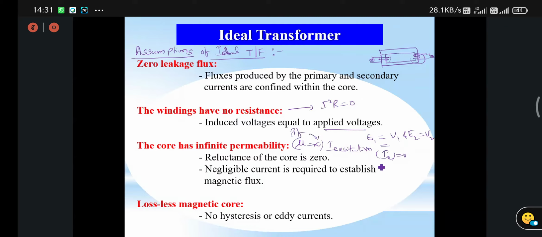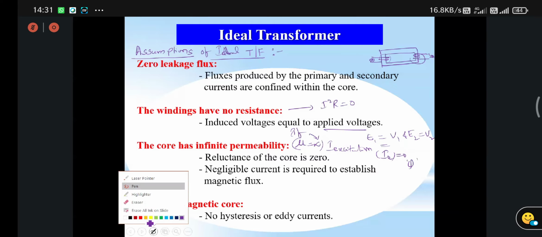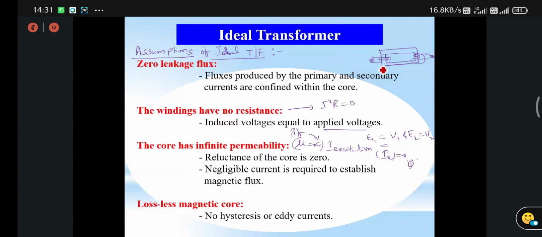If permeability tends to infinity, then the exciting current is zero. The flux moves in any direction here. Suppose there is an infinite permeability. The voltage which causes the current is said to be the exciting current. When it goes to the primary, it is called the exciting current. That means the winding gets excited here. So the exciting current is zero here.